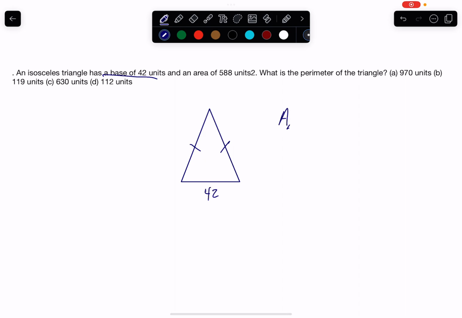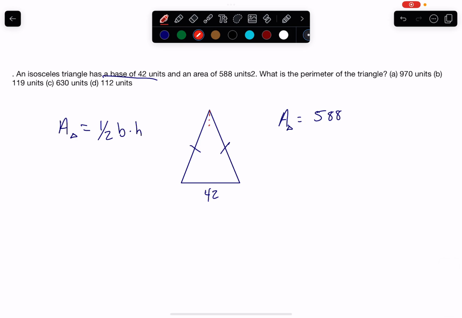And the area of this triangle is equal to 588 square units. So area of a triangle is equal to 1/2 base times the height. So there's a height to this triangle, and it would be right here, that length right there. So could I figure out what the height was? Well, I know that it's 1/2 base, so the base is 42, times the height, which we don't know. But I do know what the area is equal to. So I can come over here and set this area equal to 588.